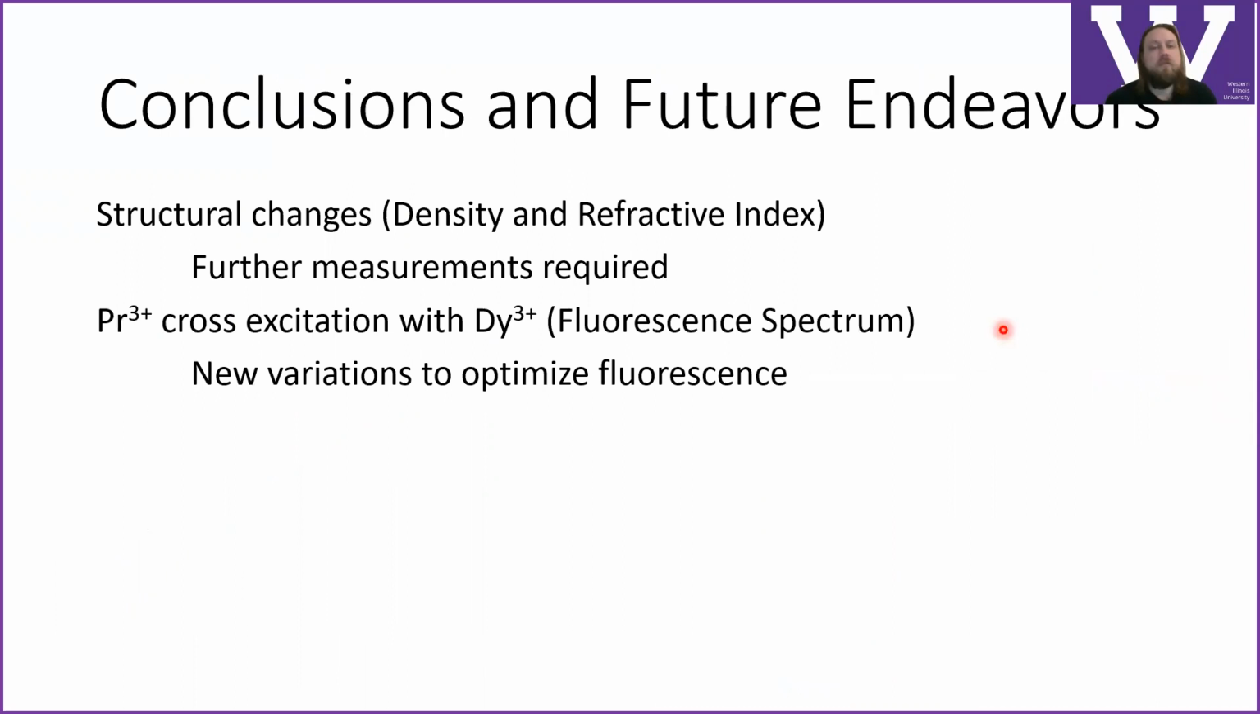So to conclude, what are we seeing with our glasses? Number one, we're seeing that there are some obvious structural changes occurring. Our density and refractive index graphs show that, and some further measurements could probably tell us a little bit more about what these structural changes are. So we can do Raman spectroscopy or IR spectroscopy to figure those out. And then we're seeing this cross excitation between praseodymium and dysprosium, which is very interesting. And again, we can look into that a little bit more, maybe using some absorbance spectrums.